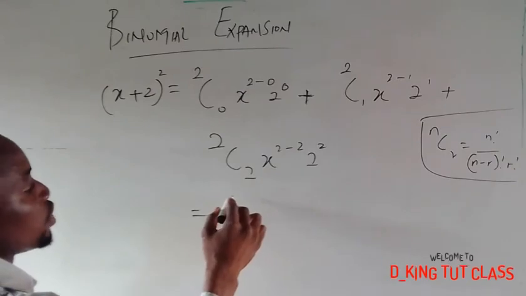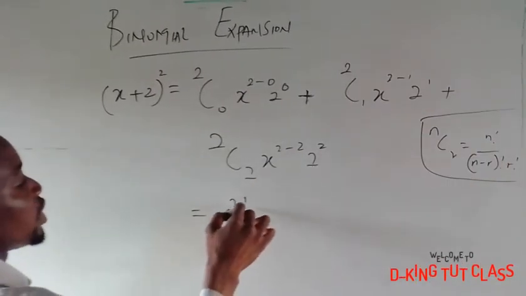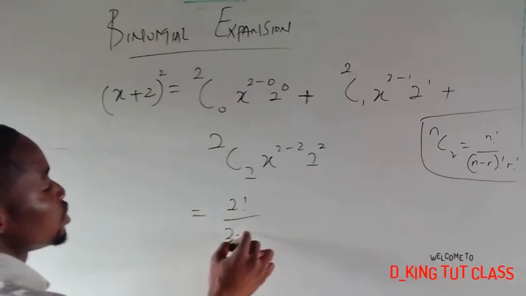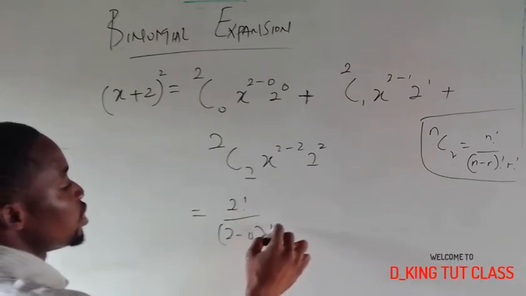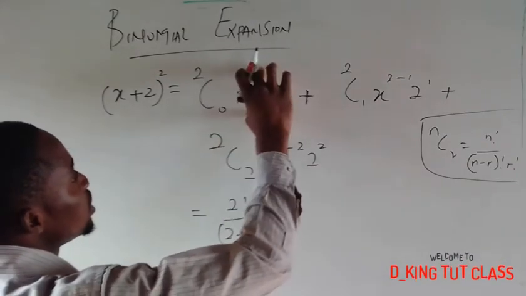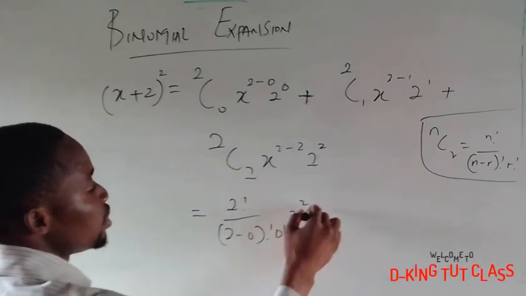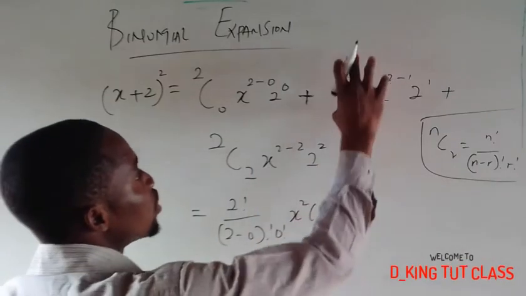Now, for 2 combination 0, apply the formula, which is this. I'm going to have 2 factorial over 2 minus 0 factorial, 0 factorial. That's for this expression. In which case, x raised to power 2 minus 0 is x to the power 2, and 2 raised to power 0 there is 1. Plus 2 combination 1.